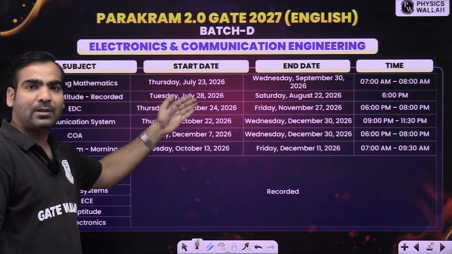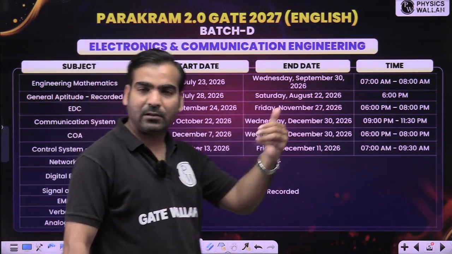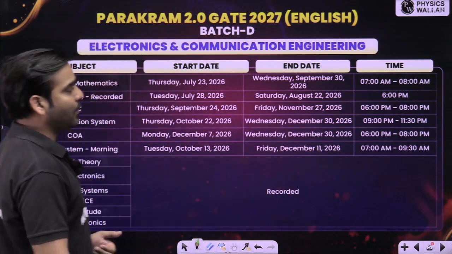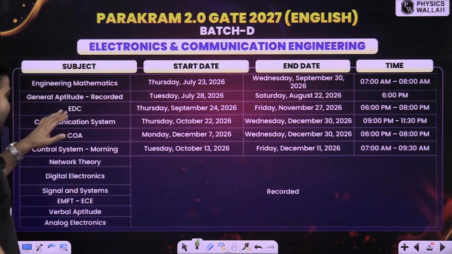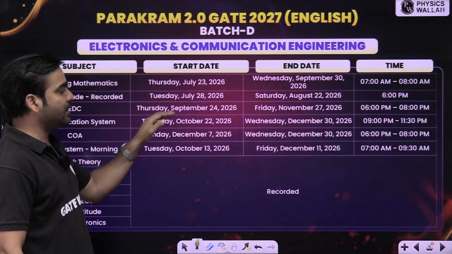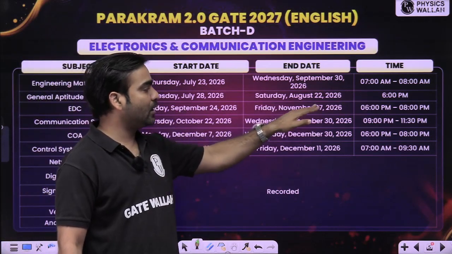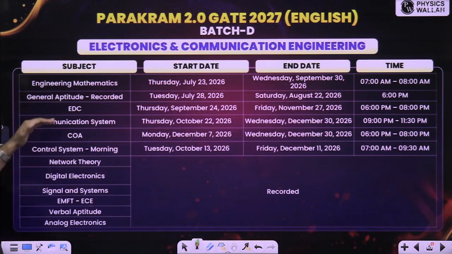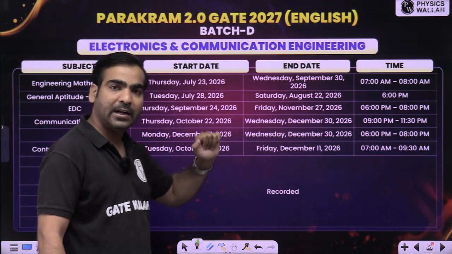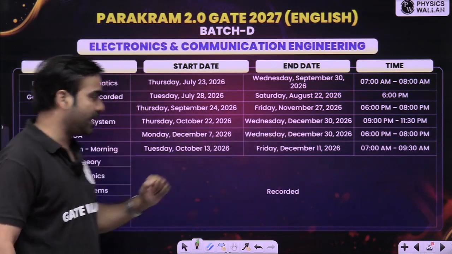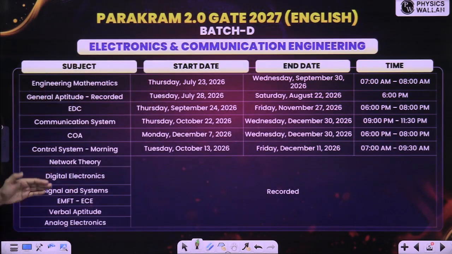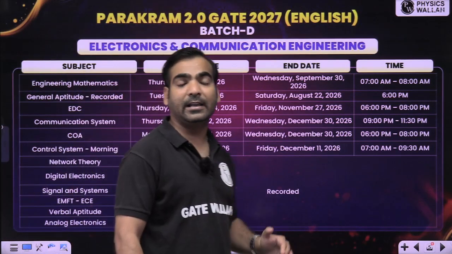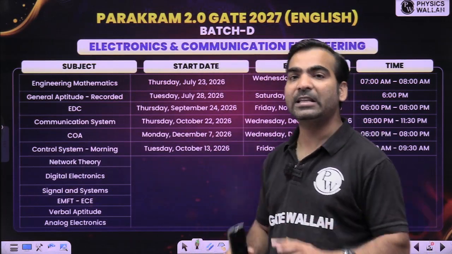That will start from July 28, and you can see each lecture in recorded format, so that you will have the habit of watching the lectures on time. EDC, electronic devices and circuits, will start on September 24 and end on November 27, and so on. Communication system will end on December 30, then COA on December 30, and control system on December 11. The remaining subjects, network theory, digital electronics, signals and systems, EFT, verbal aptitude and analog electronics, will be provided in recorded format for this D batch.